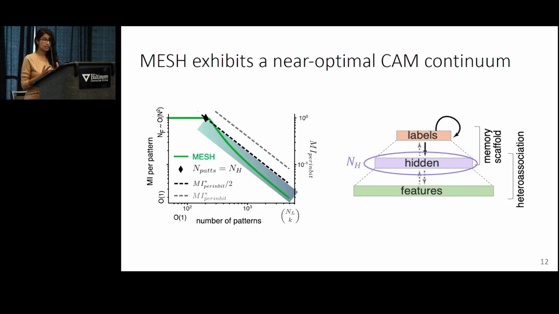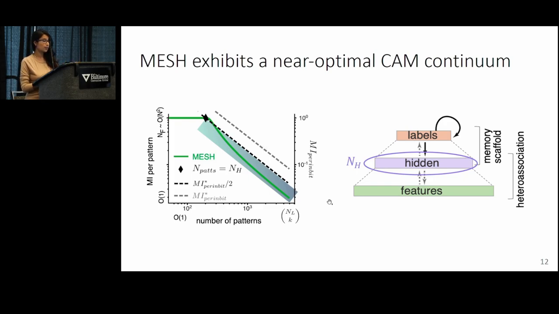It turns out that mesh exhibits a near-optimal content-addressable memory continuum. If you try to store up to NH memories in this network, where NH is the dimensionality of the hidden layer, then it perfectly recovers all these NH memory states. And once you try to store more than NH memories, it shows this gradual degradation in the information that you can recover per memory.